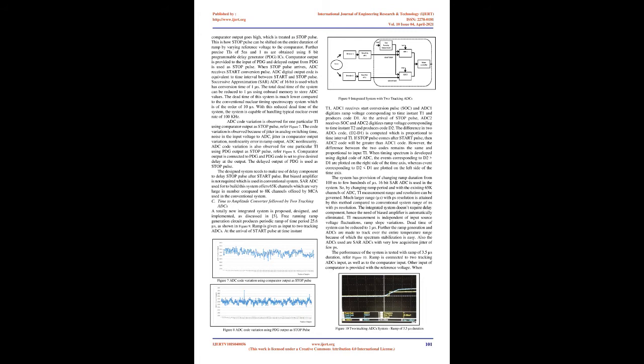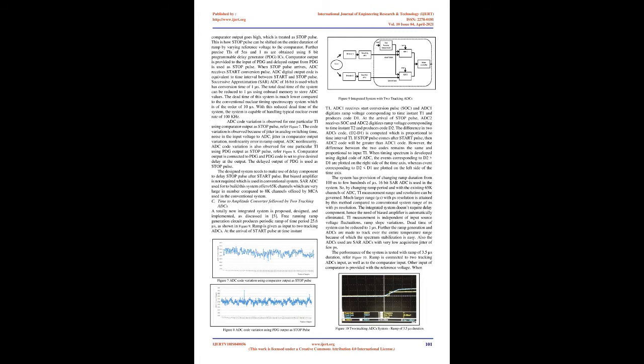C: time-to-amplitude converter followed by 2 tracking ADCs. A totally new integrated system is proposed, designed, and implemented, as discussed in 5. Free-running ramp generation circuit produces periodic ramp of time period 25.6 s, as shown in figure 9. Ramp is given as input to 2 tracking ADCs.